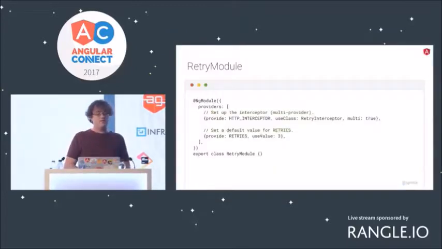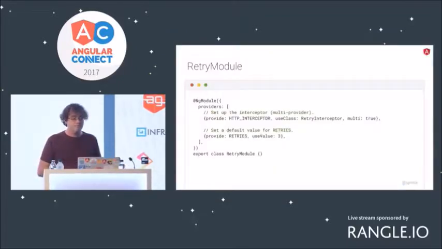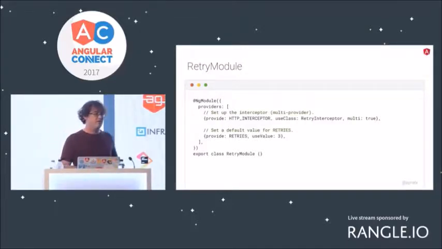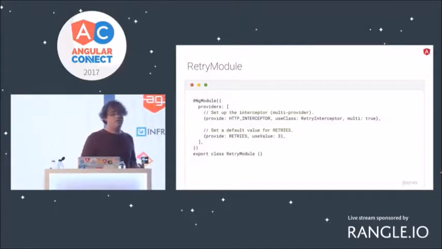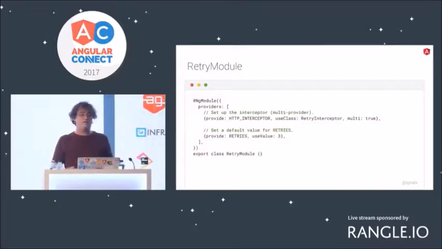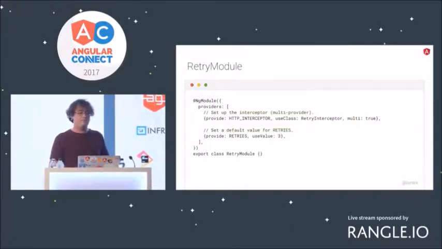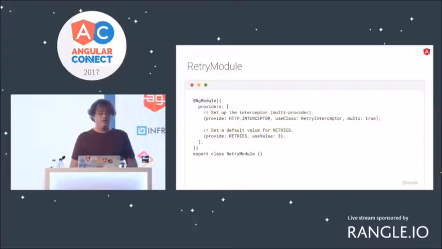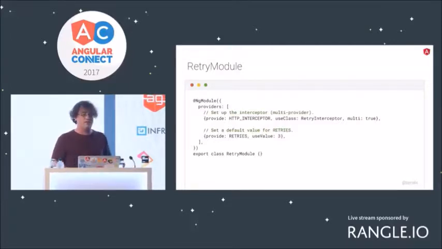And so now we can begin building out our retry module. The first thing we probably want to do is configure our interceptor. And as it turns out, HTTP client uses a multi-provider to get the list of interceptors. All we have to do is provide this token, HTTP interceptor. We name our class that we want Angular to instantiate for us. And we say multi is true, because there can be more than one interceptor in the application. So Angular will take care of creating an instance of this and every other interceptor, building an array, and injecting it into the HTTP client.